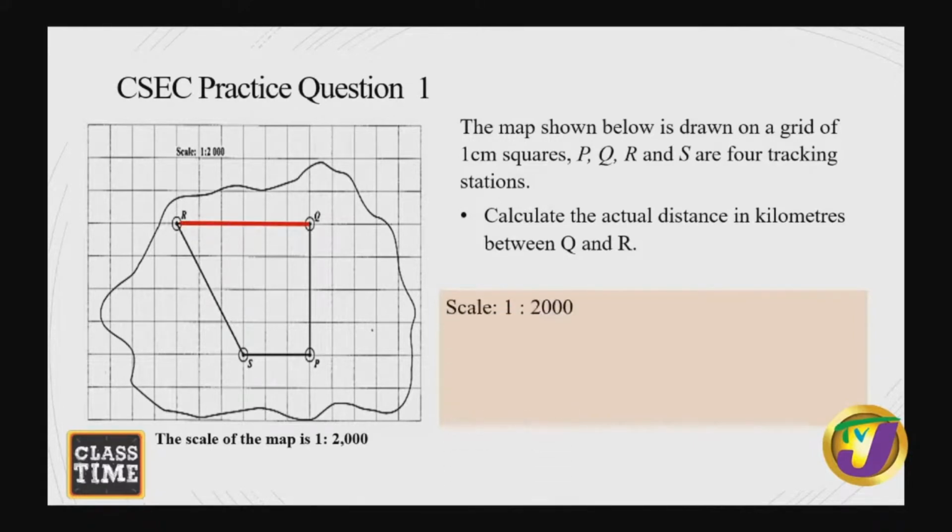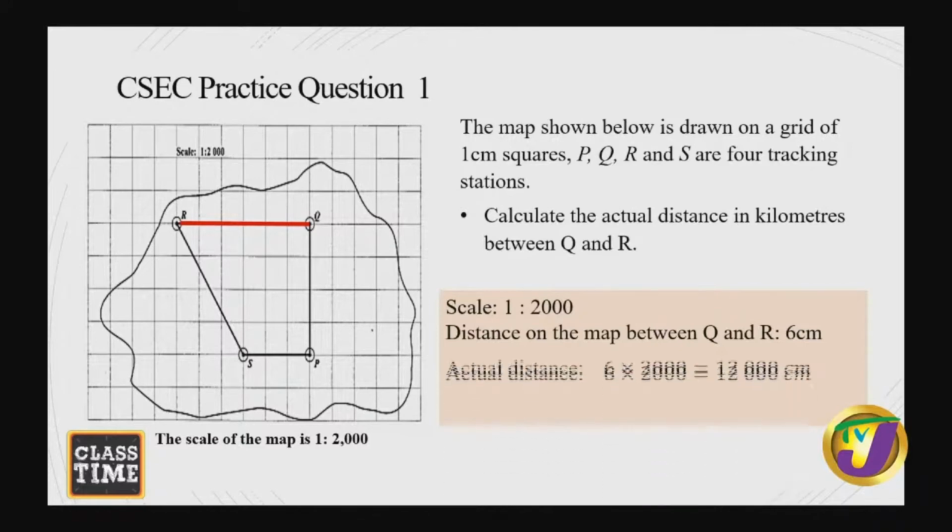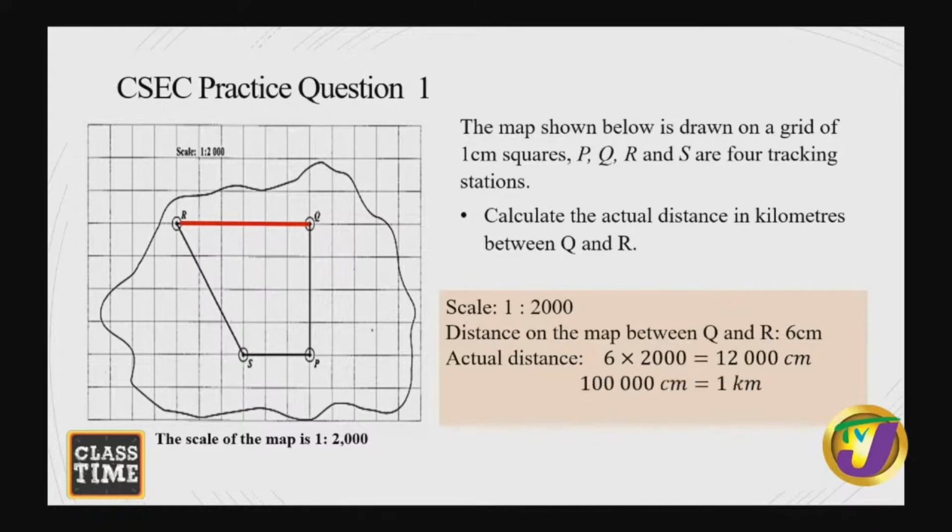And the information wants it in kilometers. So we are actually in centimeters now, and we need to do some amount of conversion. It's 6 centimeters between the stations on the map, Q and R. The actual distance would be, as we said before, 12,000 centimeters. But we are being asked to give our answers in kilometers. And of course, 100,000 centimeters will give us 1 kilometer.